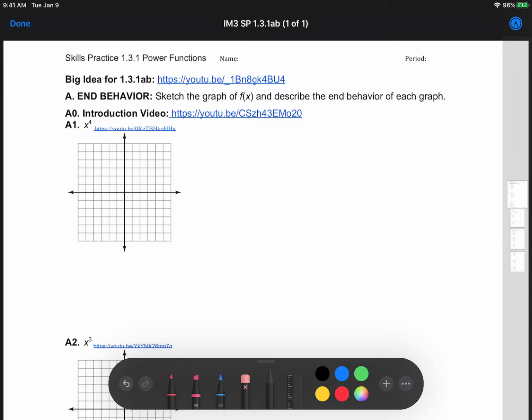All right, let's go over question number A4. The directions tell us to, in the end behavior here, sketch the graph of f of x, so you have a visual, and then describe the end behavior. What is this end behavior here?